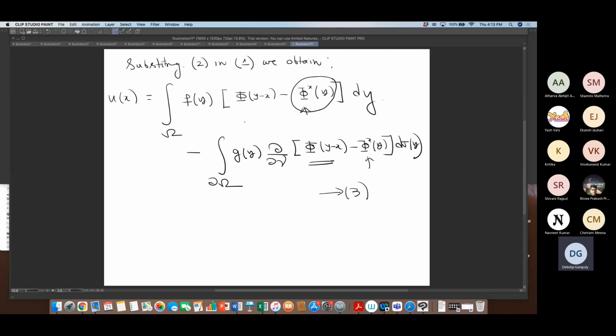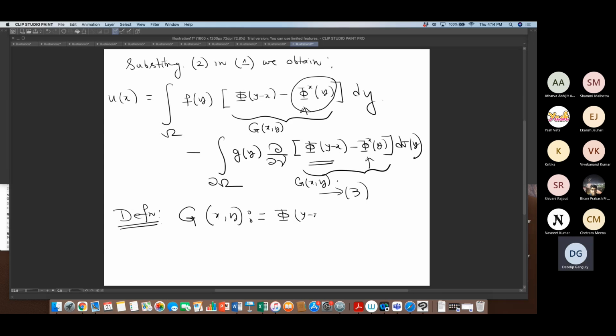Okay, this function, phi of y minus x minus phi superscript x, and its normal derivative del u by del nu, I name it some function G of x, y. G of x, y. Okay, definition. This is the most important part in the Laplace equation. It defines this function. This you know. This function is the fundamental solution. This is some harmonic function. It is defined for x and y in omega, but x not equal to y.